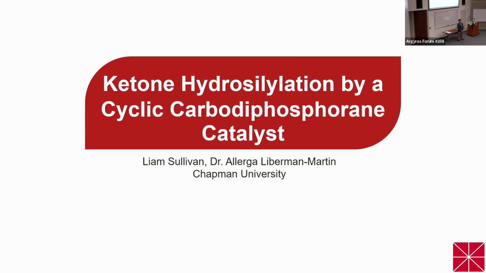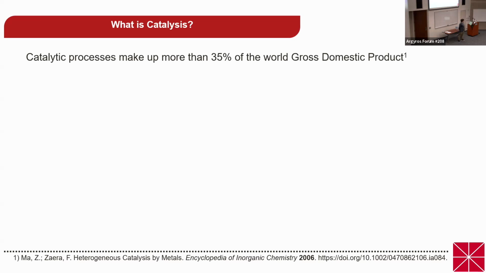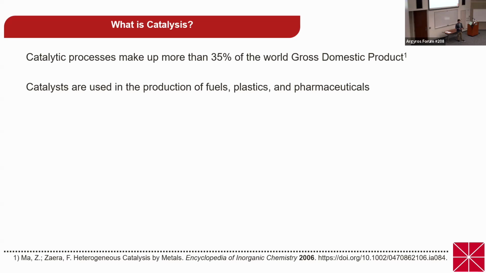My name is Liam Sullivan, and I will be presenting on ketone hydrosilylation by a cyclic carbodiphosphorane catalyst. I'd like to start off by talking a bit about what catalysis is. Catalytic productions make up roughly 35% of the world's GDP and include things like the synthesis of fuels, plastics, and pharmaceuticals. Many things that are produced on an industrial scale will undergo catalysis at some point during their production.